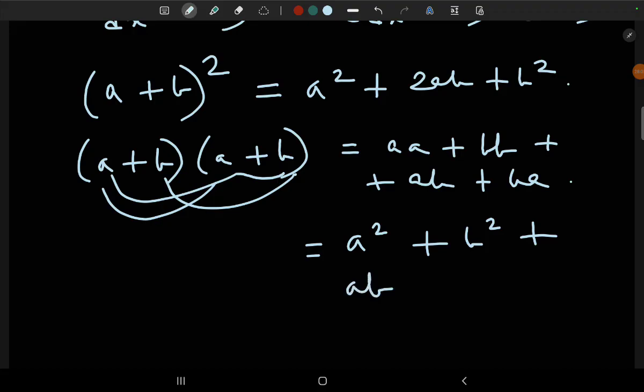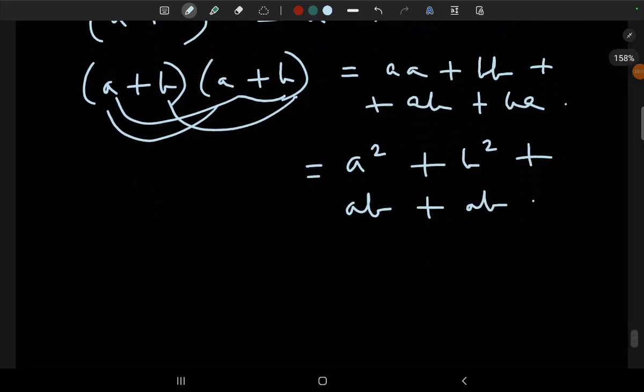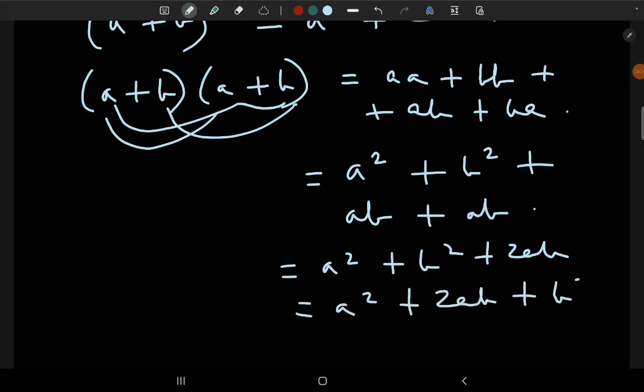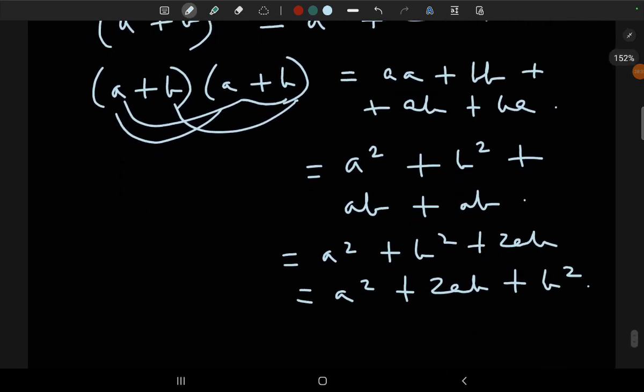and we stated that since multiplication is a commutative thing, it doesn't really matter in which order we multiply anything. So AB was equal to BA, and we have AB plus BA, and then we have A squared plus B squared plus 2AB, or rather in the binomial expansion form we have A squared plus 2AB plus B squared, right?